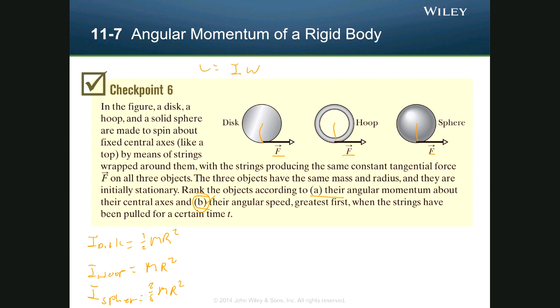And so remember, the torque is going to be equal to R cross F, right? All the F's are the same, all the R's are the same, so all the torques are the same. So if torque equals dL/dt, right, L equals the integral of torque dt, yeah? So that means that they're all acting within the same time scales, so all of the L's will have to be the same. So L disk equals L hoop equals L sphere. Okay.